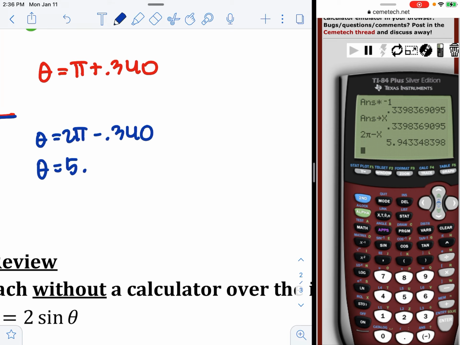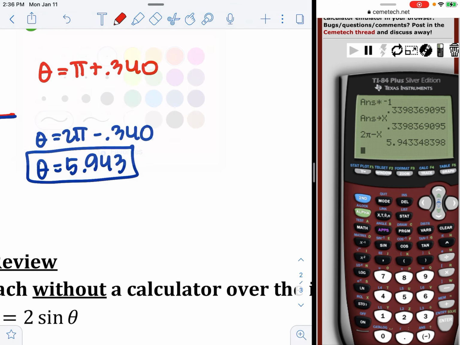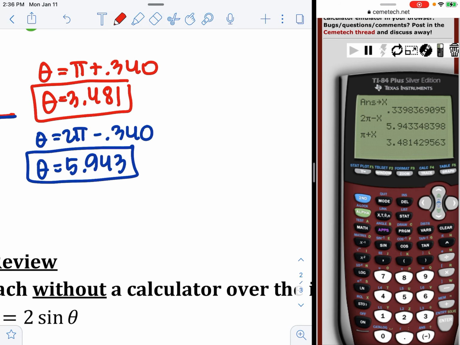Theta equals 5.943 is my bigger angle. And now for the smaller angle, I'm going to do pi plus x. And I have theta equals 3.481. And that's how I got those two answers.